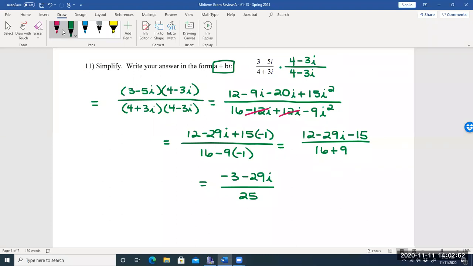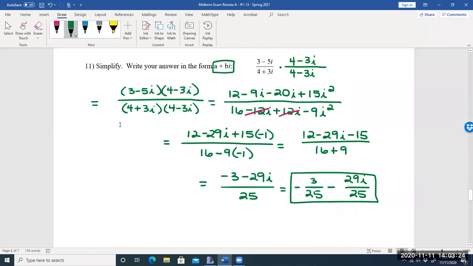Basically, that just means they want you to split it up into the real number and the imaginary number. And the way we do that is we just write what we've got in the numerator, we write them each individually over the denominator. So final answer is negative 3/25 minus 29i over 25. So just make sure you split it up at the end.